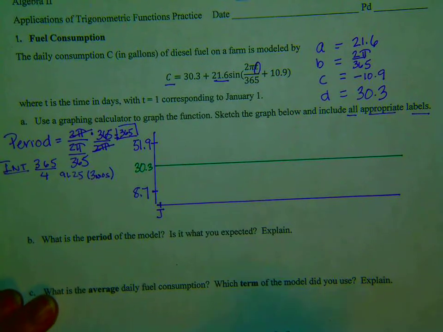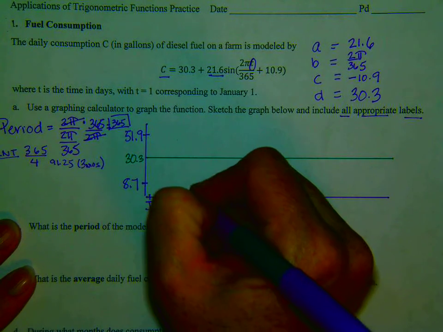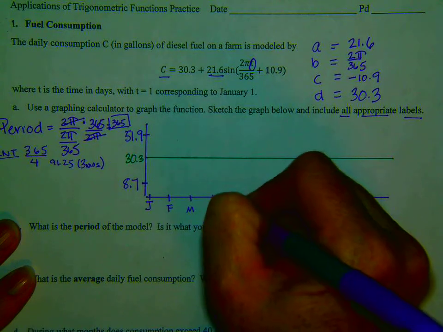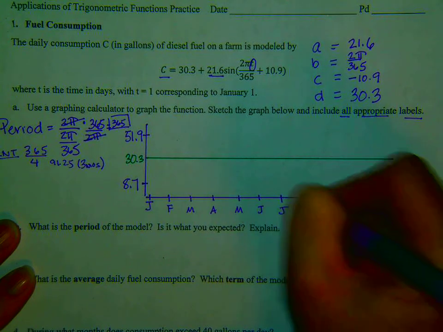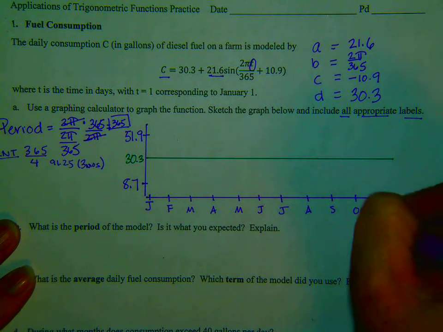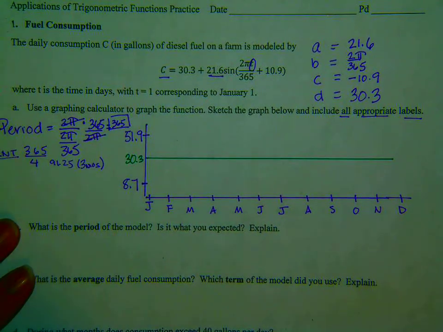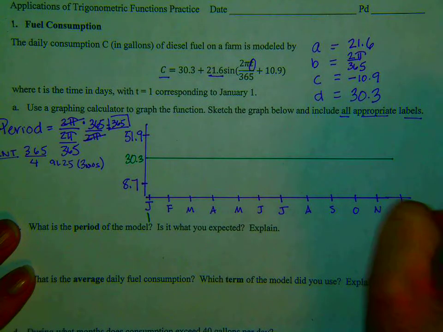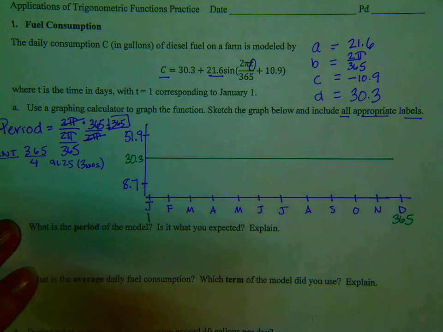Now we've said with T equals 1 corresponding to January 1st. So I know that my graph is going to be January, February, March, April, May, June, July, August, September, October, November, December. Now, I also can do this in days. I have January as number 1, December as 365. If I would like to do this in days, I can divide this up into days.